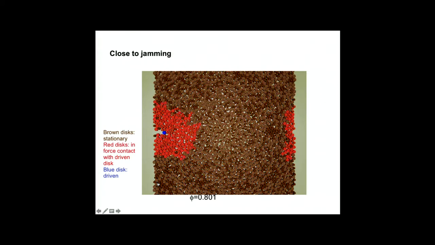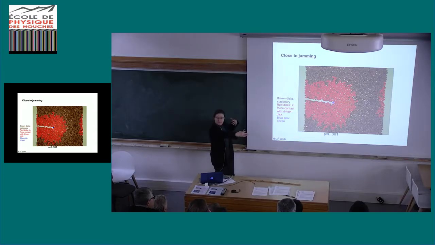This is at a density below jamming, 0.801. You can see the disk is making its way through the packing. You notice a few things. First, there is a well-defined length scale here ahead of the moving disk. It needs to compress the packing out to this distance in order to make forward progress.